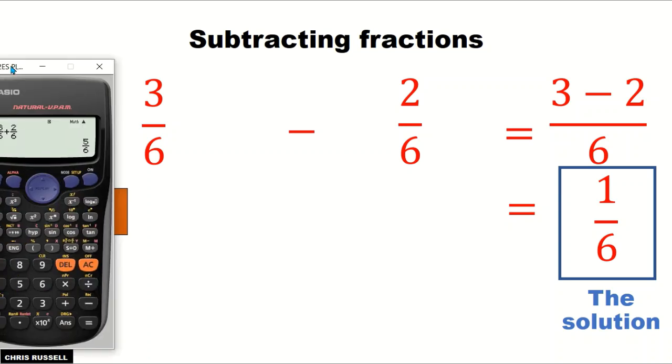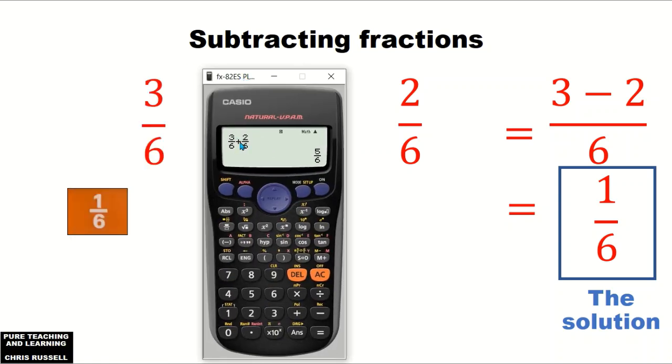Now again, if you like, you can use the ClassPad to check. So we can bring up our fraction, 3/6, subtract 2/6 and equals, and we get 1/6 there.